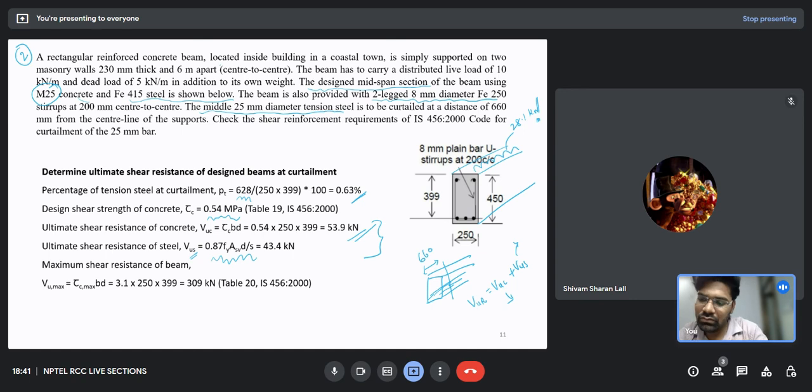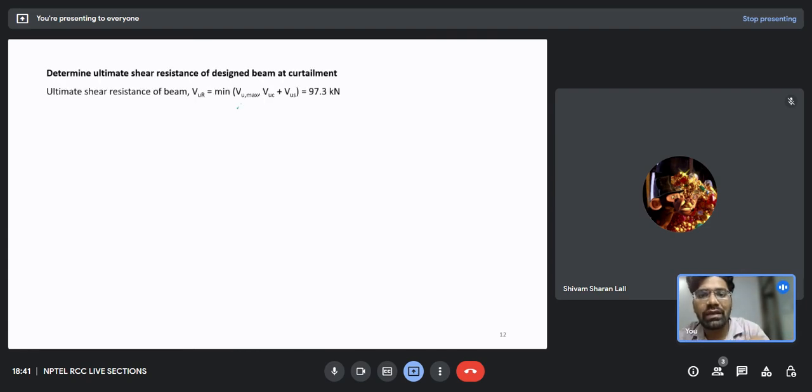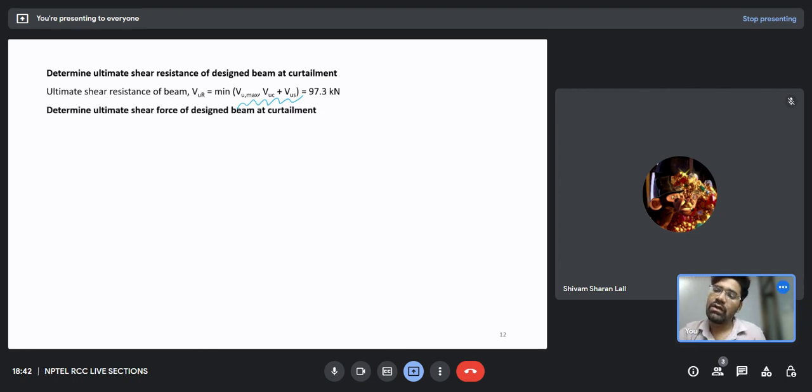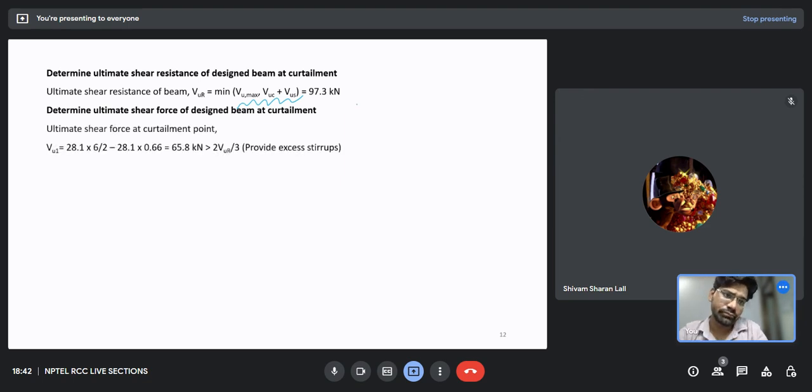Before that, as I previously told you, we need to also take care of the maximum shear force, to avoid any diagonal crushing failure. The lesser of these two values would be my actual shear resistance at the curtailment point. So 97.3 is the amount of shear which can be resisted at that point. Now we have to find the shear coming at that point. If this is 28.1 and this distance is 660, what will this value be? 28 L by 2. So what is the shear force at this point?